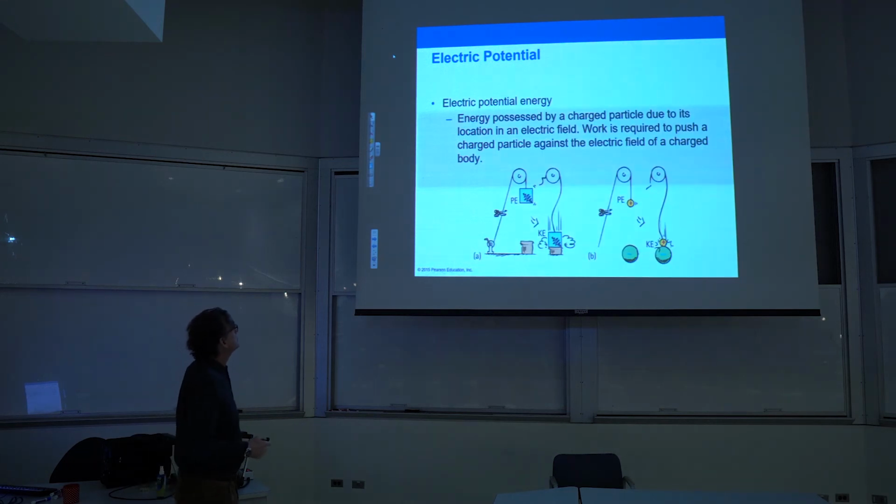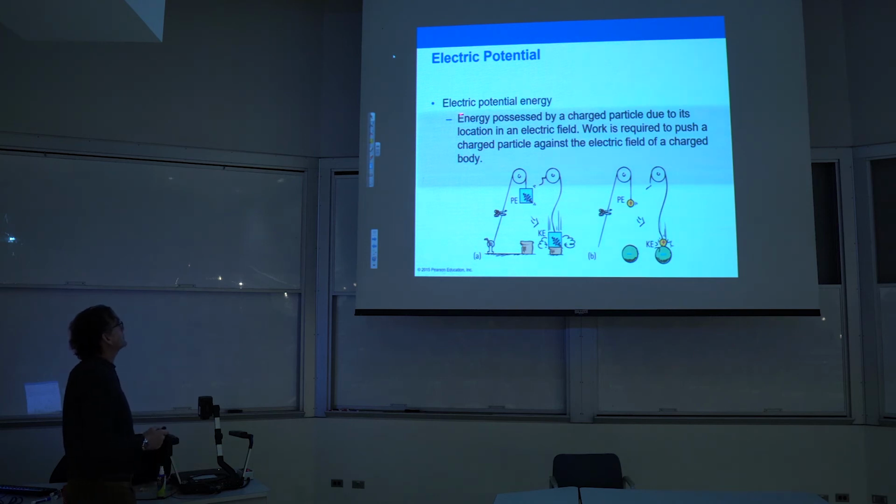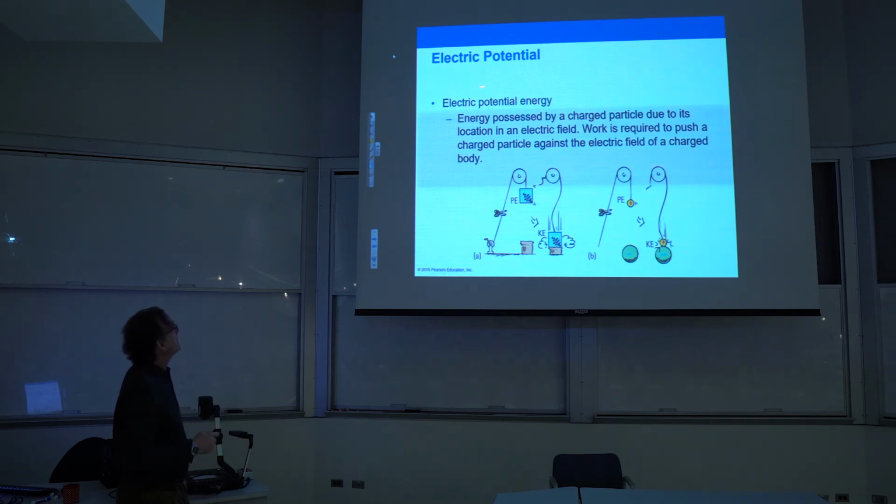We finally come in this chapter to the idea of electrical potential, or what we call electric potential energy. And actually they're slightly different. I shouldn't be quite so cavalier about it. We'll talk about electric potential energy first. The energy possessed by a charged particle due to its location in the field is a measure of its electrical potential energy.